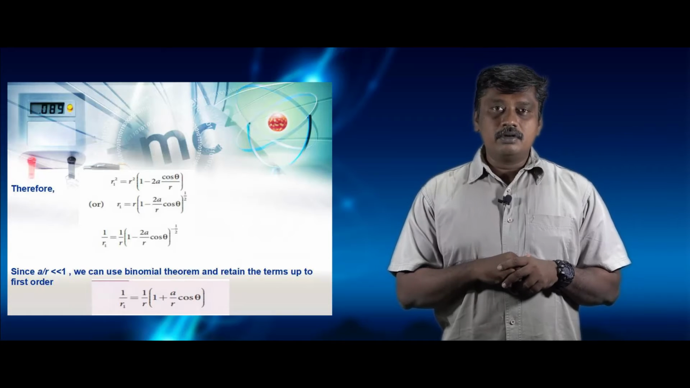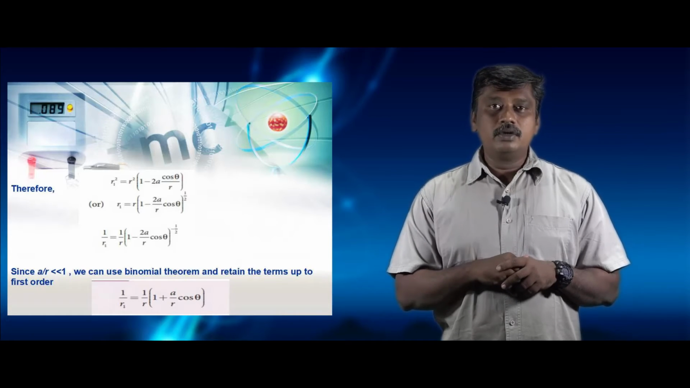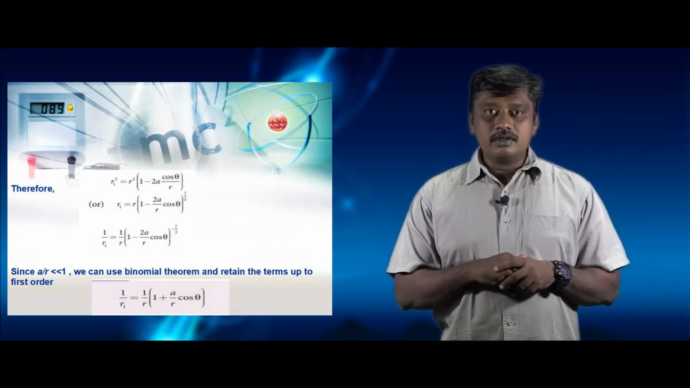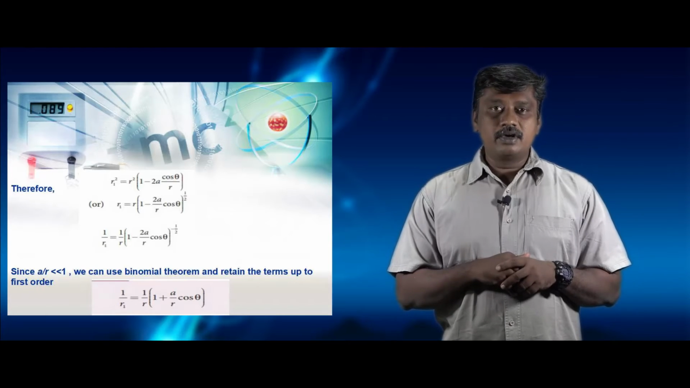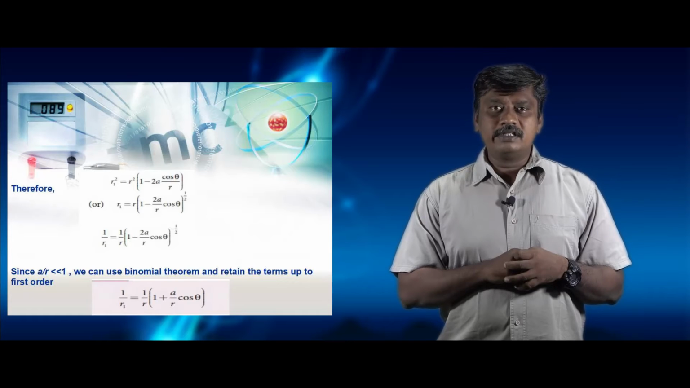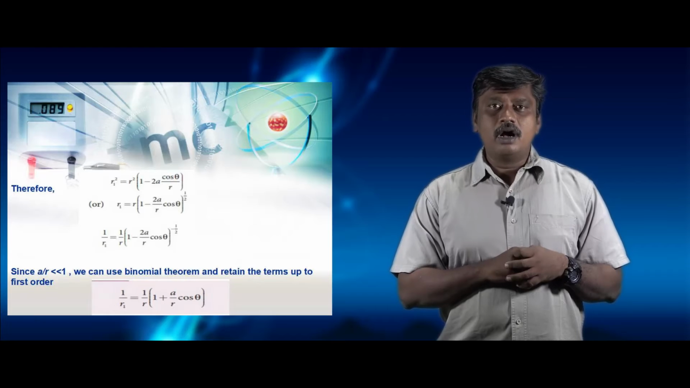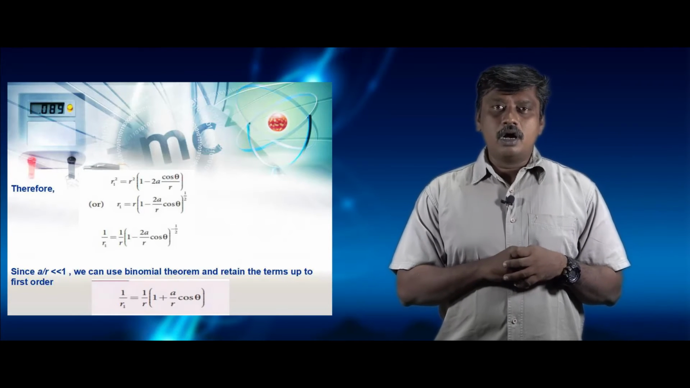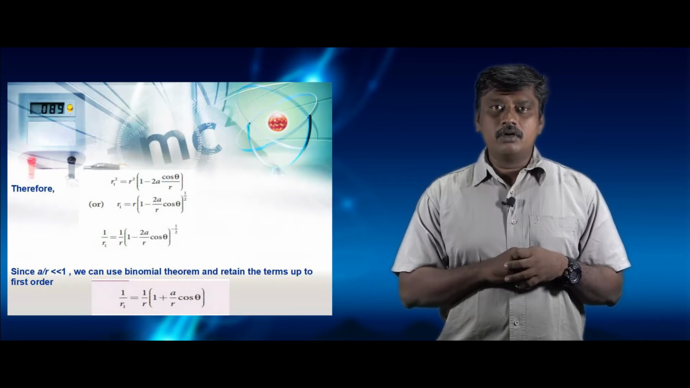Then R1 square is equal to r square plus a square minus 2ar cos theta. On the right hand side, we can take r square outside the bracket. Therefore, R1 square is equal to r square into 1 plus a square by r square minus 2a by r cos theta. Now, r is very much greater than a, therefore we can ignore the second term in the expression, that is a square by r square. After neglecting the second term, we get R1 square is equal to r square into 1 minus 2a by r cos theta. Now we can take the square root. Therefore, R1 is equal to r into 1 minus 2a by r cos theta whole power half.